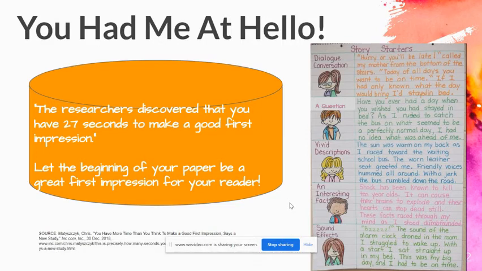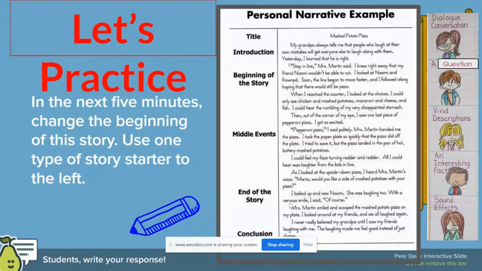So then the next thing you're going to do is think back to this story that we read about the mashed potato pizza. And if you read the beginning, "My grandpa always tells me that people who laugh at their own mistakes will get everyone else to laugh along with them. Yesterday, I learned that he is right." That's a pretty good introduction.